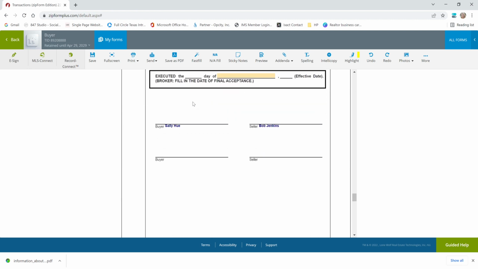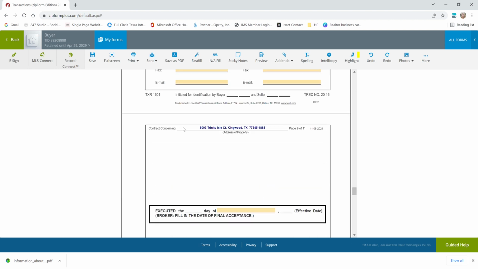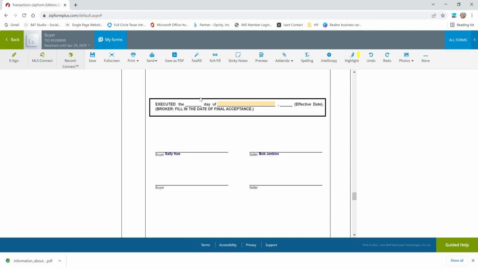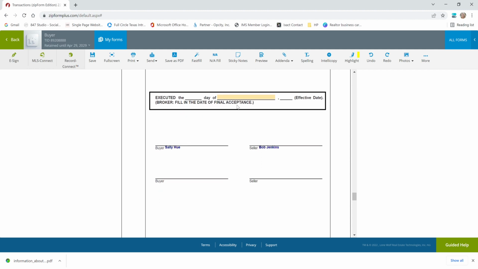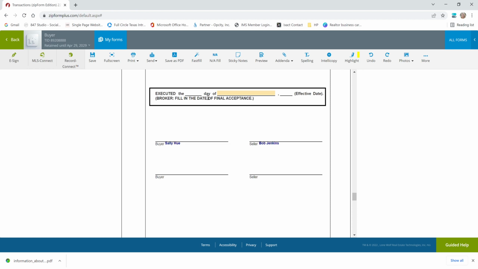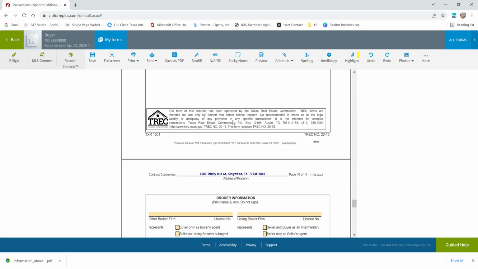We get down to the last section, and the last person to have the contract needs to fill in the executed date. Lenders are getting very picky on this, so make sure that whoever has the contract last, they have last signature. They do have to put a date here.